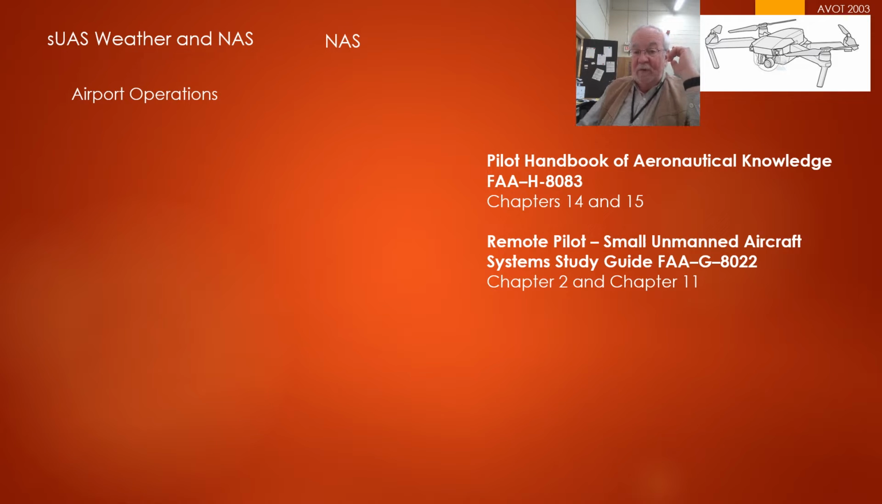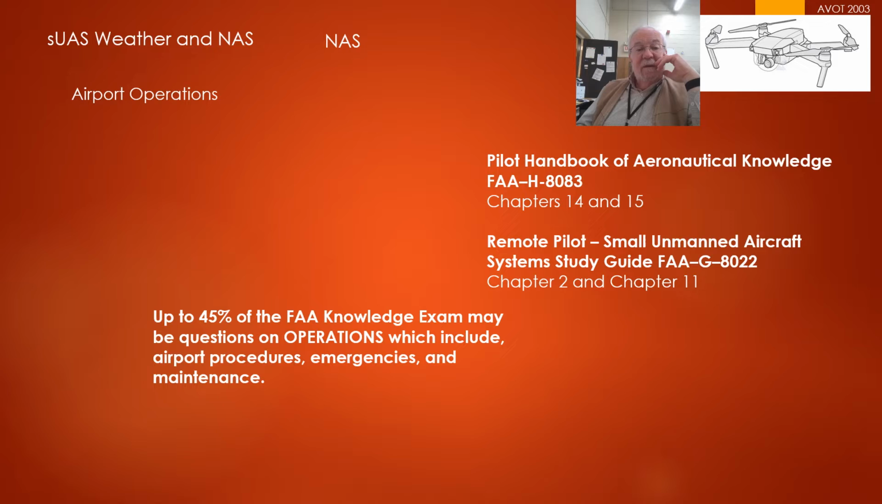I would suggest you read through Chapter 2 and Chapter 11, Airport Operations and Airspace, just to review. Remember now that it may be up to 45% of your written exam questions will be on operations, which would include airport procedures. So we're going to cover airport procedures today and the Chart Supplement US. Anyway, let's move right into it here. It shouldn't take long to do this.